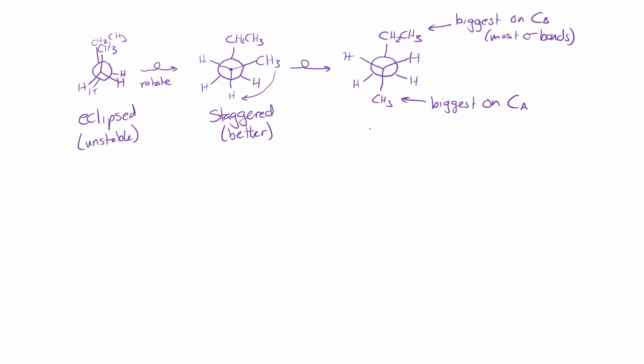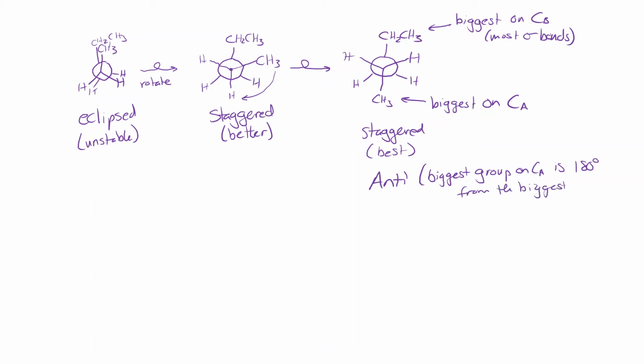Right? This is also a staggered conformation. All the groups are offset from each other by 60 degrees. This is the best one though, because in this one, the largest groups, the biggest groups, are 180 degrees from each other. We call this one anti. So this is anti-staggered, right? And in the anti, the biggest group on carbon A is 180 degrees from the biggest group on carbon B.